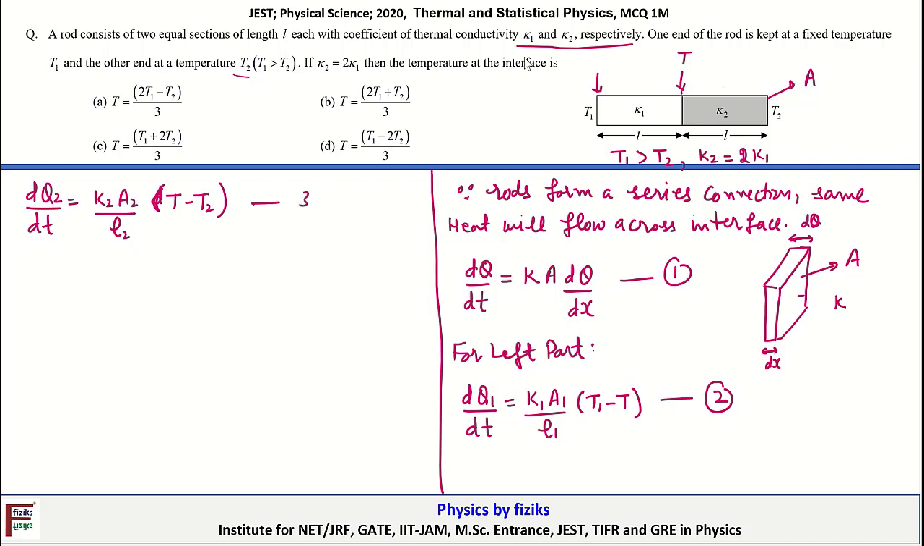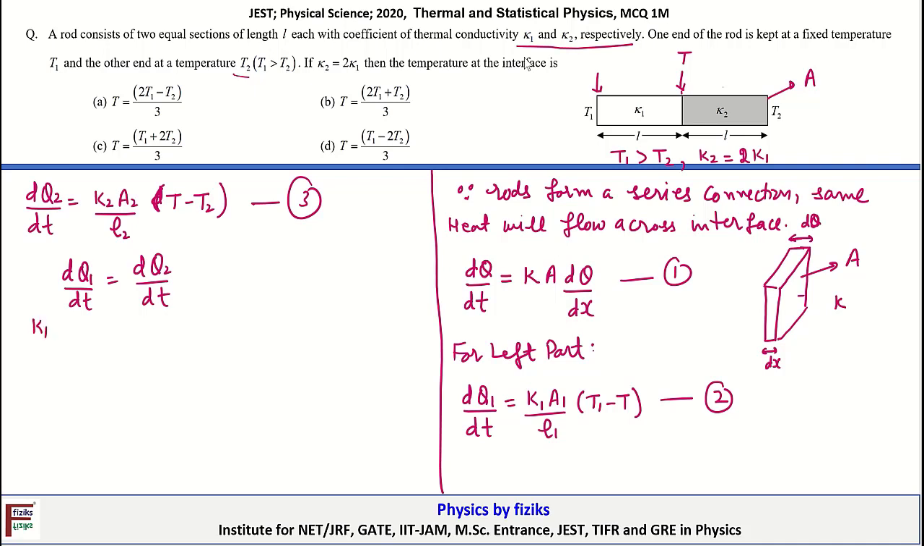So this is equation 3. But now at the interface, because these two rods form a series connection, the same amount of heat will flow. Whatever amount of heat is flowing across the rod L1, the same amount of heat will be flowing across rod L2 exactly at the interface. So therefore, equating equation 2 and 3, in a steady state dQ1/dt will be equal to dQ2/dt.